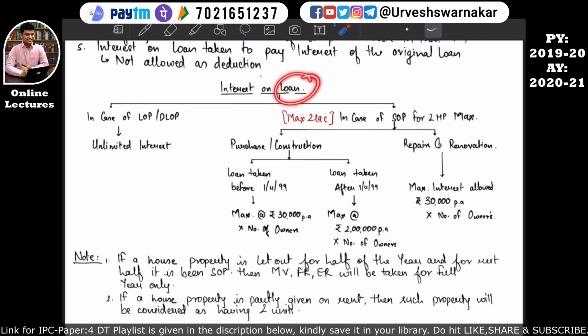But if the loan which is taken for the self-occupied house property was for the purpose of repair and renovation of the self-occupied house property, then the maximum interest that can be allowed as deduction under section 24 subsection B is rupees 30,000 per annum. The aggregate amount that can be allowed as deduction under section 24 subsection B in case of a self-occupied house property is maximum 2 lakhs of interest. I hope this is quite clear.